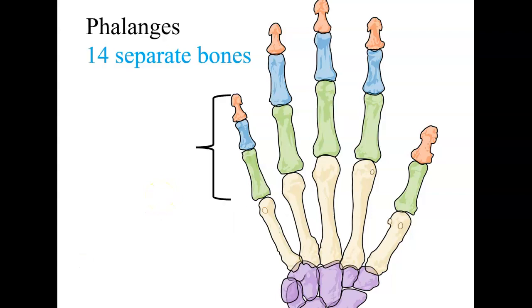Moving up, we have 14 separate bones that are the phalanges. So each of your digits has 3 phalanges, except for the thumb, which only has 2 phalanges. Okay, so you can see 3 phalanges for each of the fingers, except for the thumb, which only has 2 phalanges.